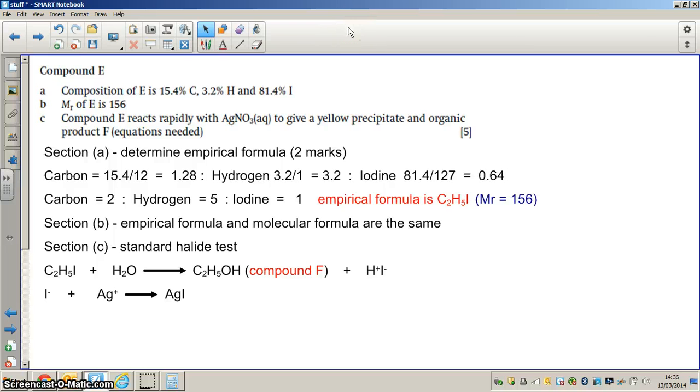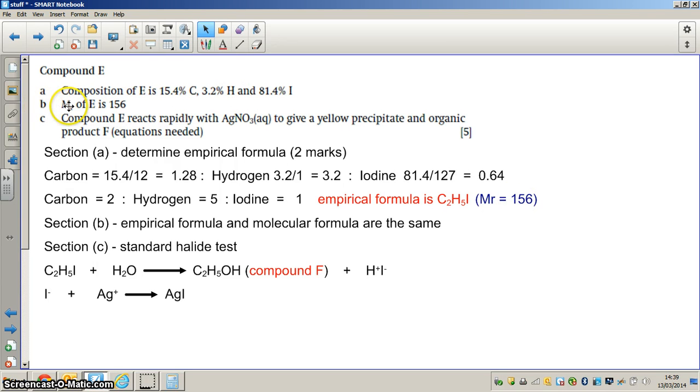Moving on to compound E, we approach it exactly the same way again. 15.4% of carbon, 3.2% of hydrogen, 81.4% of iodine, which equates to 15.4 divided by 12, which is 1.28 of carbon, to 3.2 divided by 1, which is 3.2 of hydrogen, to 81.4 divided by 127, which is 0.64 of iodine. Dividing all these three numbers by the smallest number, which in this case is 0.64, we get a carbon to hydrogen to iodine ratio of 2 to 5 to 1. So the empirical formula of our compound E is C2H5I, and that has a relative molecular mass of 156.